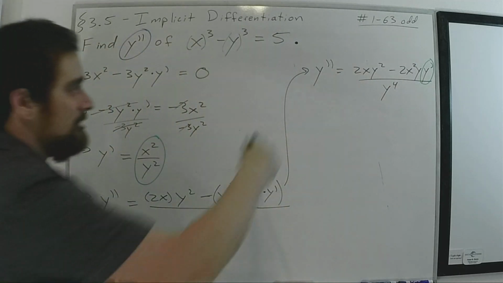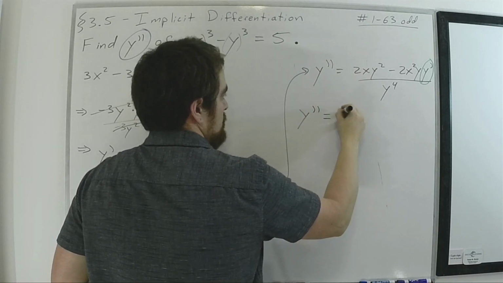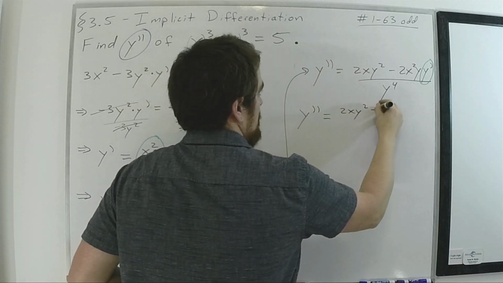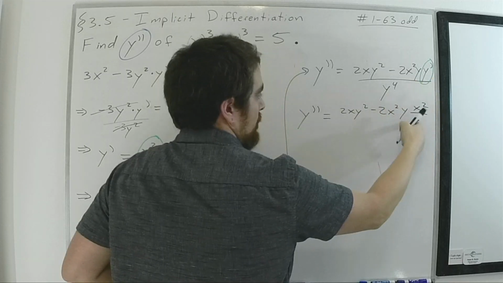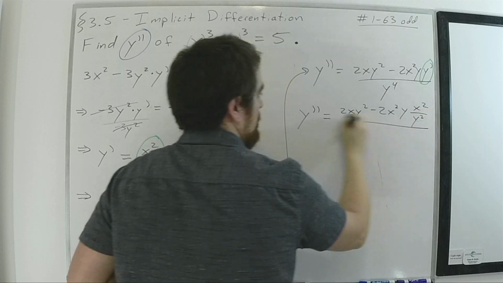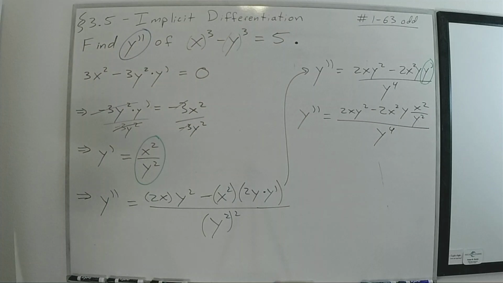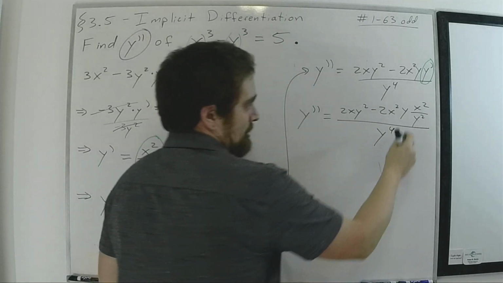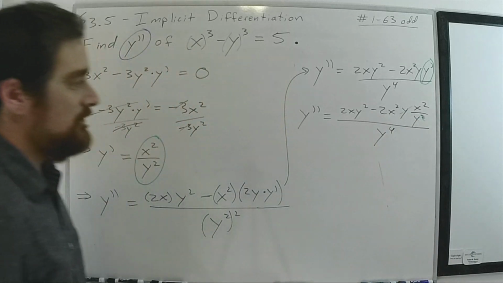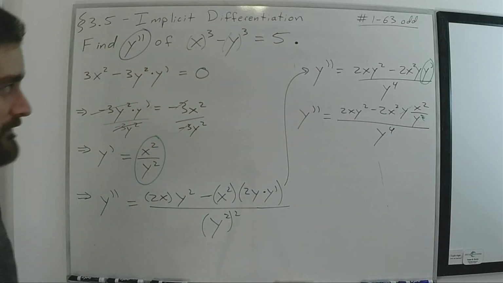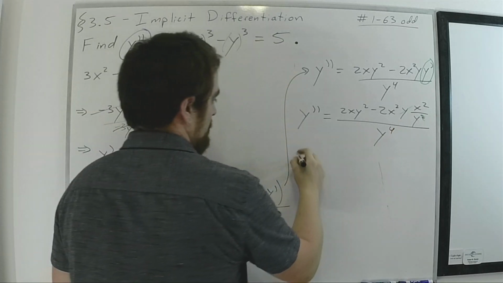They may have some funny powers acting on them, but I can look at this as 2xy squared minus 2x squared y prime. Y prime is x squared over y squared. And then the bottom is still y to the 4th. And I can do a little bit of reducing because there's a multiple of y, and then I'm dividing by y squared. So I do have to divide by y still. And then x squared and x squared is x to the 4th.